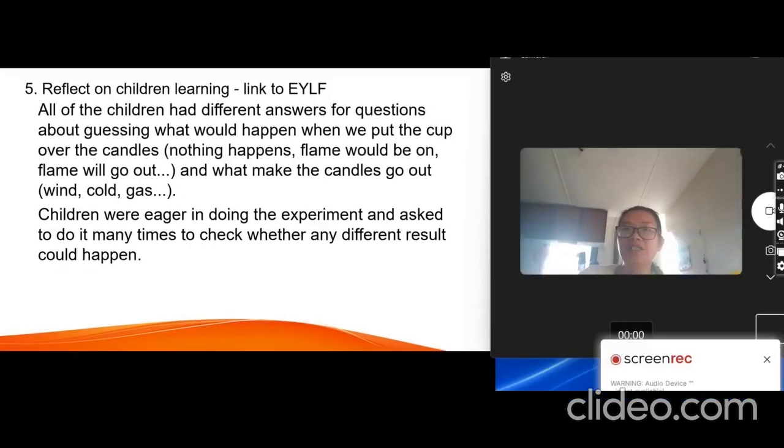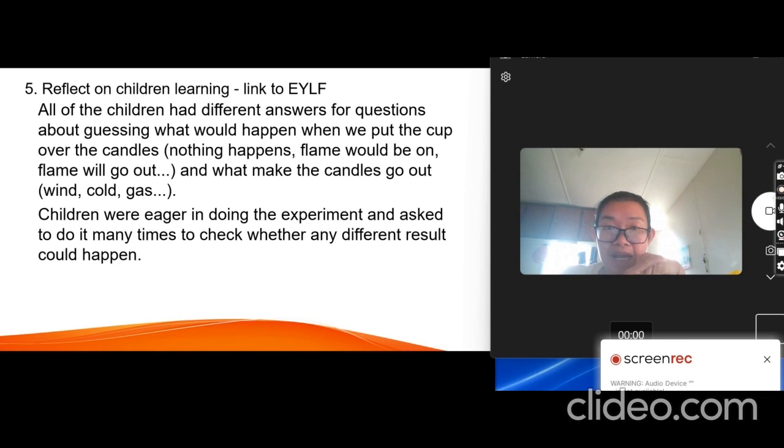Next part will be my reflection on children's learning linked to YLF. During the experiment, all of the children were really interested in answering the questions. They gave a lot of guesses about what would happen if we put the cups over the candles. Someone said nothing happens, it's still the same. Someone said the flame will keep going, will be on, and some said the flame will go out. And when I asked questions about what makes the candles go out, they thought, oh, maybe it's because of the wind, maybe it's the coal or the gas, some special gas.